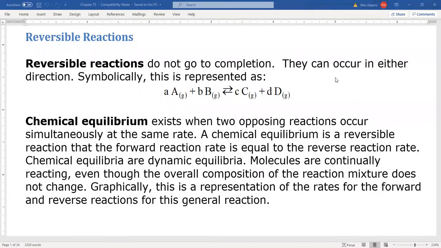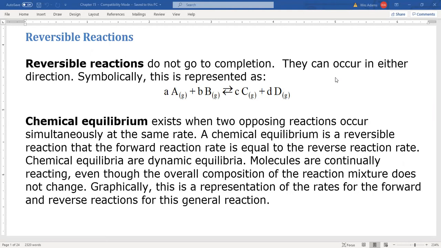All right, let's talk a little bit about equilibrium and reversible reactions. Reversible reactions do not go to completion. They can occur in either direction. So our choice of reactants and products is, in most cases, somewhat arbitrary. So if we have some A reacting with B to produce C and D, the difference between that and a normal reaction is we tend to write it with double arrows instead of a single arrow, indicating the reaction can go both directions.